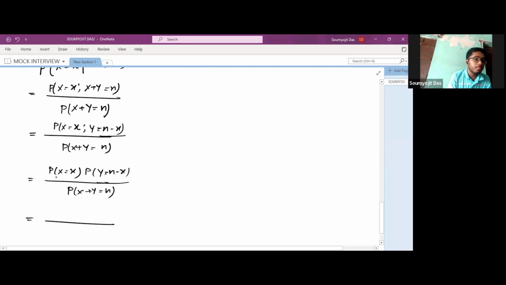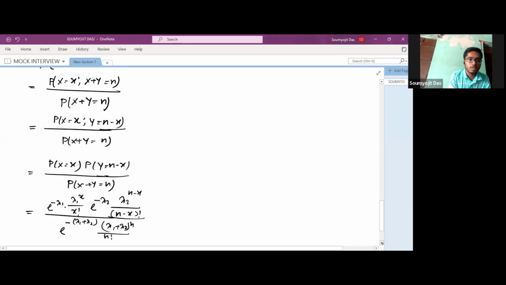So after that, the PMF will be e to the power minus lambda 1 into lambda 1 to the power x divided by x factorial, and here e to the power minus lambda 2 into lambda 2 to the power n minus x divided by n minus x factorial, divided by e to the power minus (lambda 1 plus lambda 2) into (lambda 1 plus lambda 2) to the power n divided by n factorial.